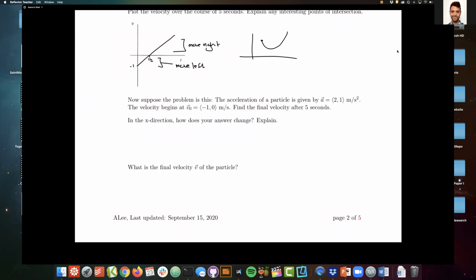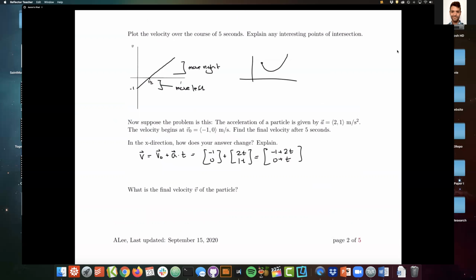Now suppose the problem is this: the acceleration is given by a vector, the velocity begins at that, find the final velocity after 5 seconds. So in this case, with vector expressions, the kinematic equations still apply, but now the vector v is the initial vector plus the acceleration vector times t. So in this case, it is (-1, 0) plus (2t, 1t), or the vector (-1 + 2t, 0 + t). It gives you the vector as a function of time. If you plug in 5 for t, you get both the x and the y components for the velocity.